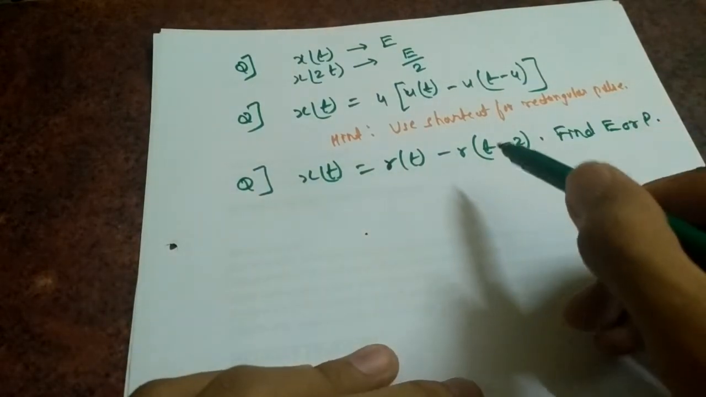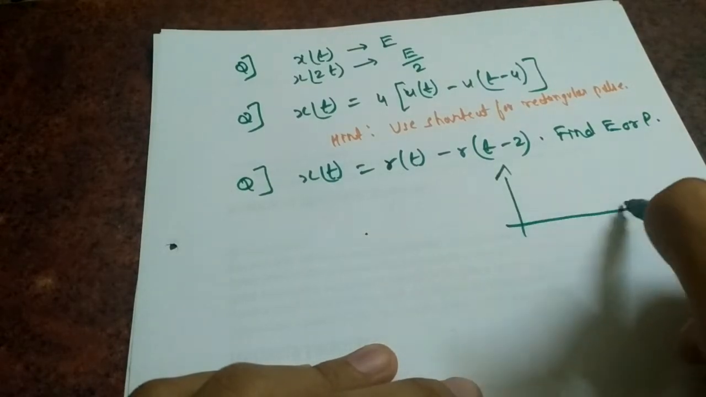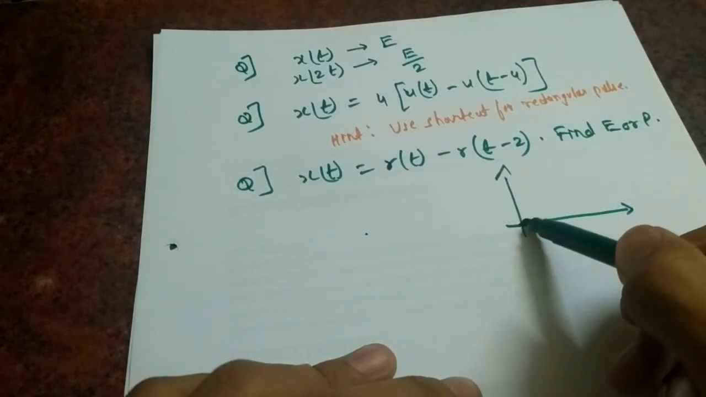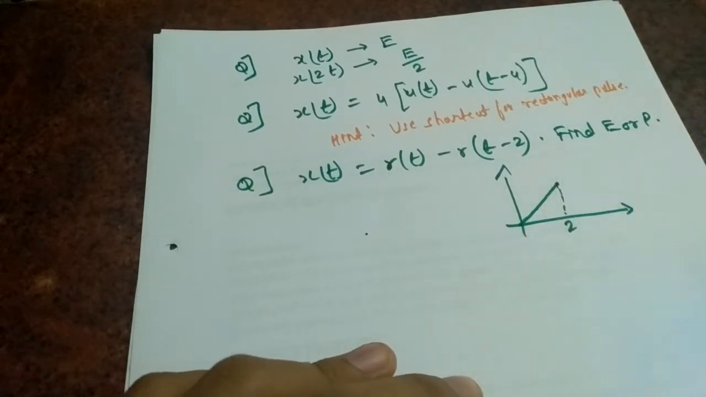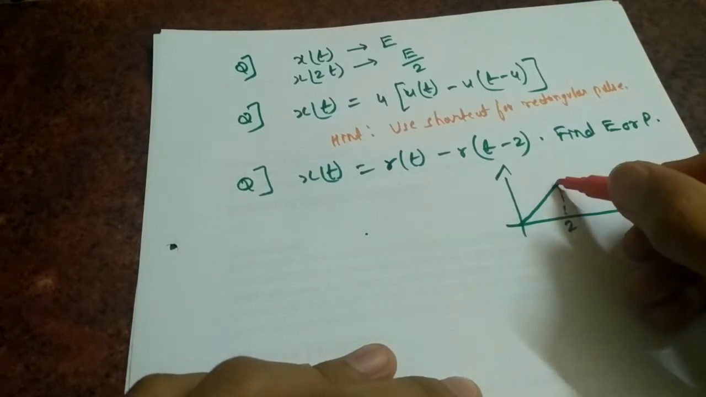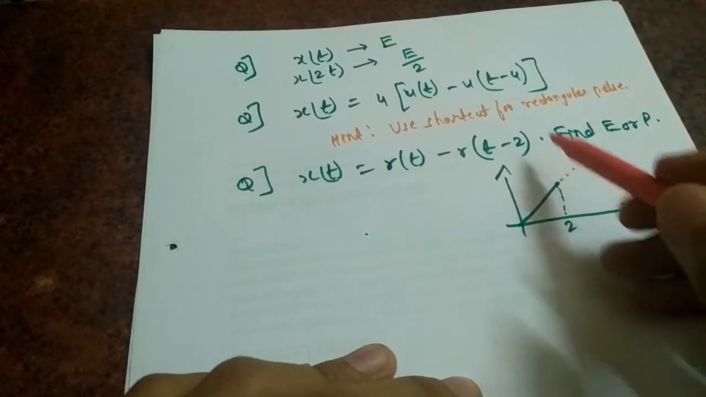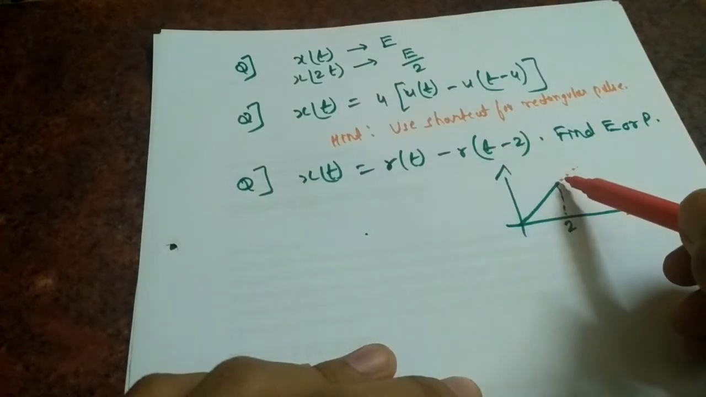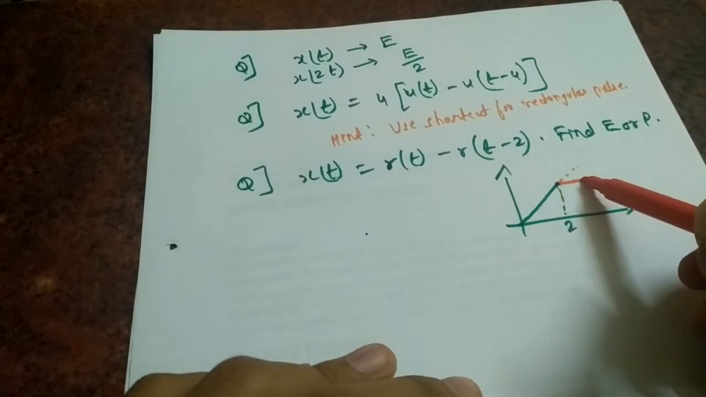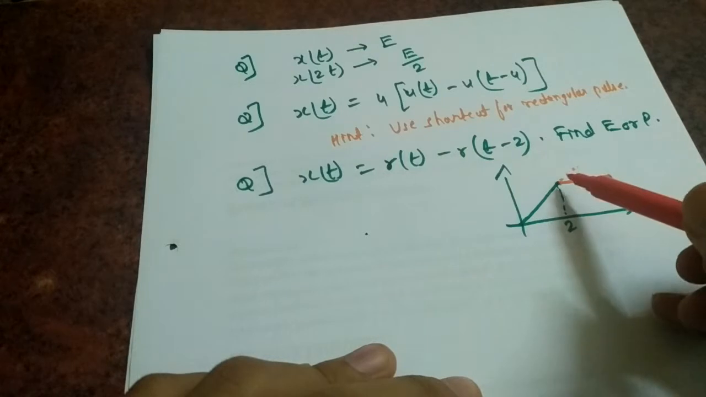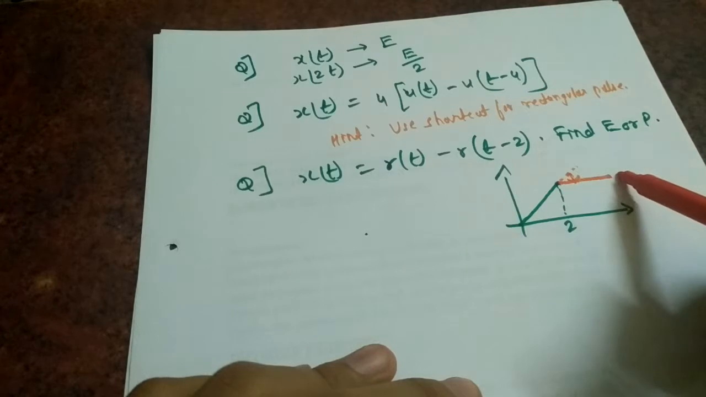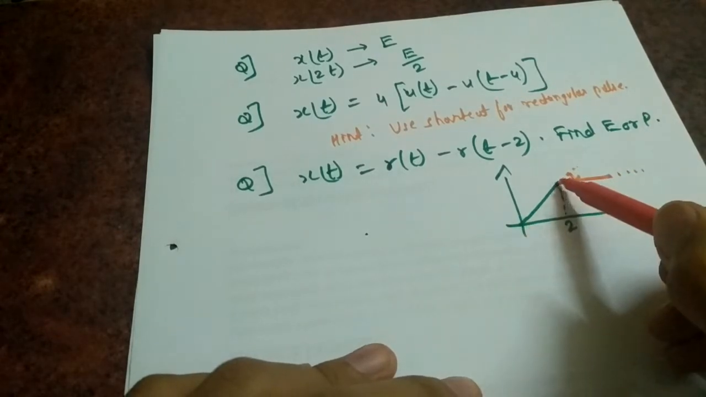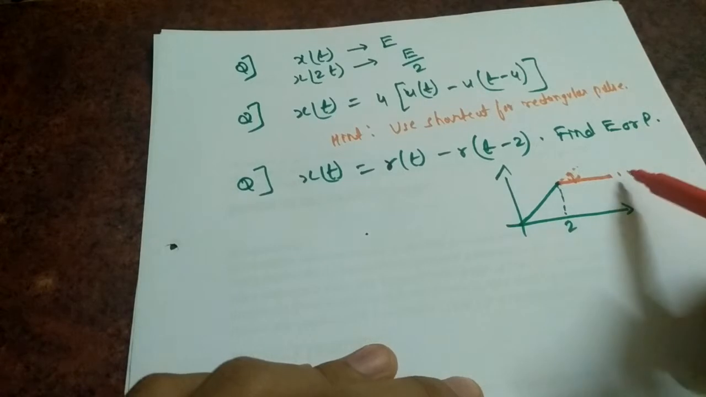So how do we plot the graph? r(t) is given like this. But at t equals 2, what is happening? r(t) will simply go like this, but at t equals 2 we have a negative sign, so the slope is negative now. We are having the slope as minus 1, so it will shift it by 1, and this will go up till infinity. So this is our resultant signal, like this ramp and then this constant.